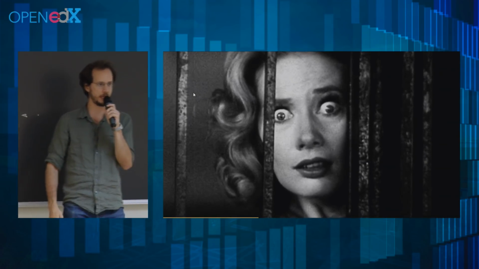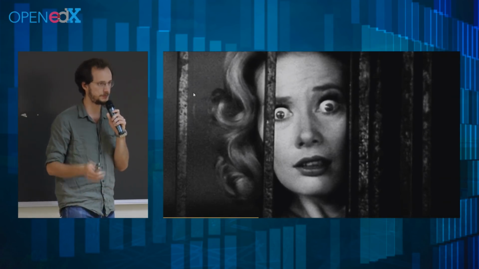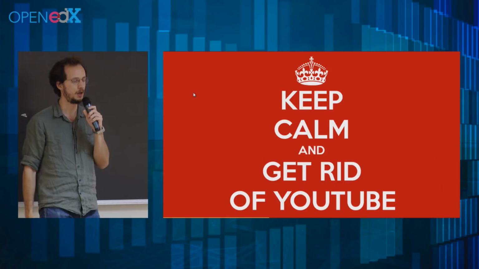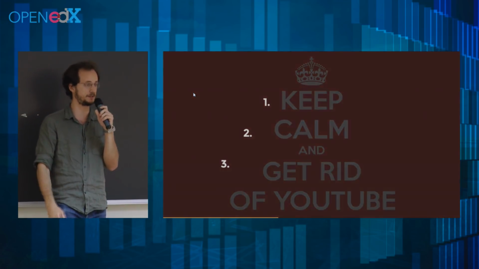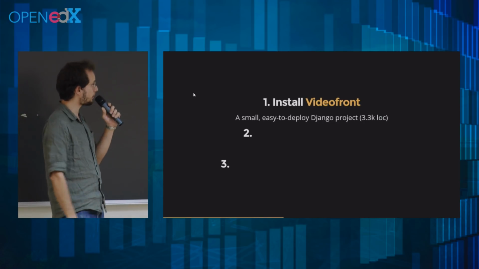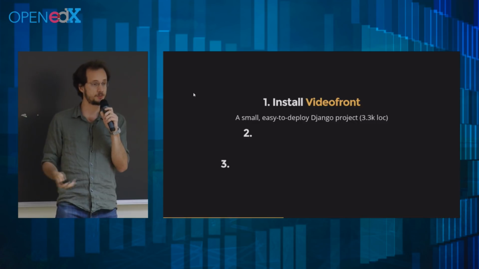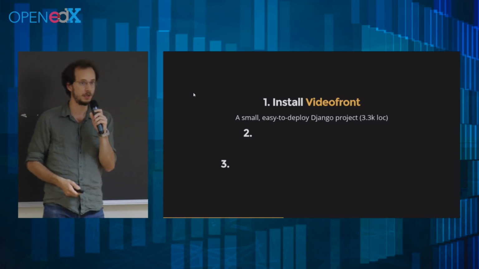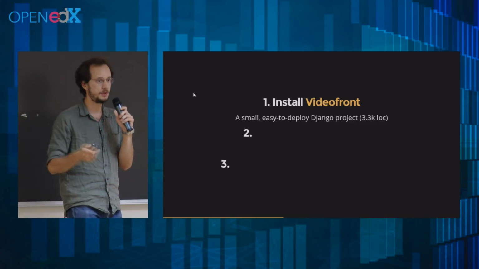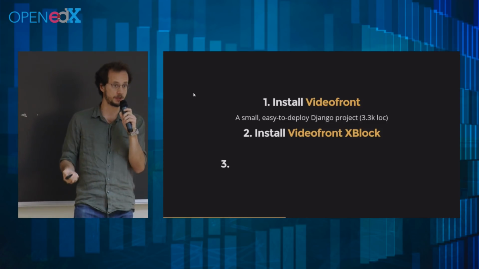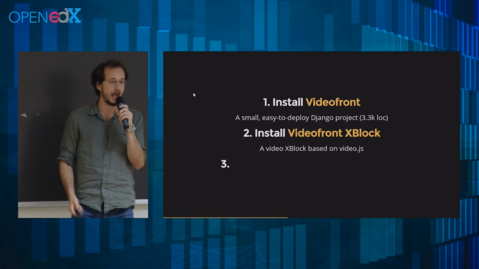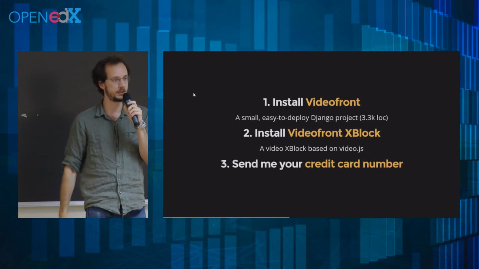Okay, so at that point you might be thinking, this is going to be hard. I mean, hosting my own videos, I don't know how to do that. Well, I would like to tell you one thing: it's going to be fine. Get rid of YouTube, really. All you have to do is three simple things. Very easy. First, install VideoFront. This is a new project, a small Django project of about 3,000 lines of code, that provides an API where you can upload your videos. It's great. Then you plug into it with a custom XBlock called the VideoFront XBlock, which is also open source. It's based on Video.js.